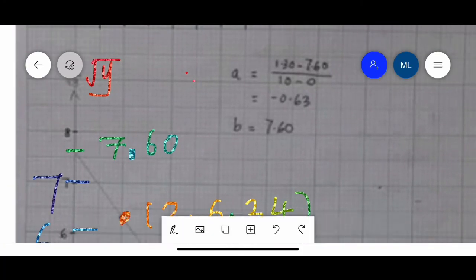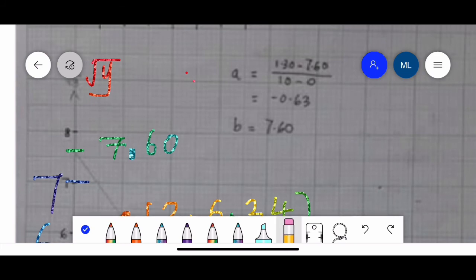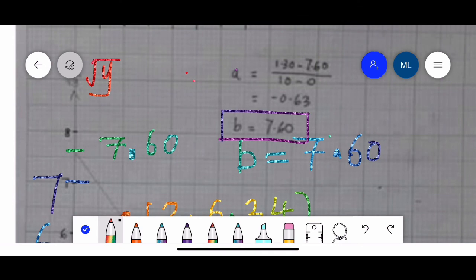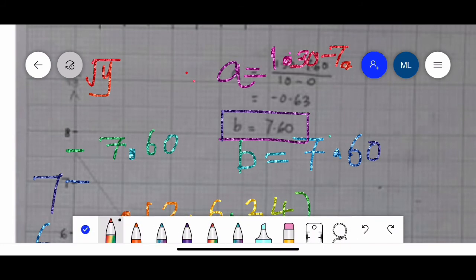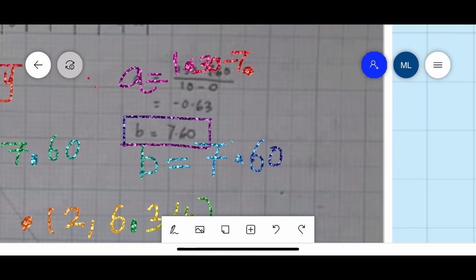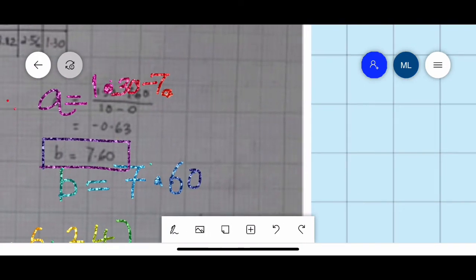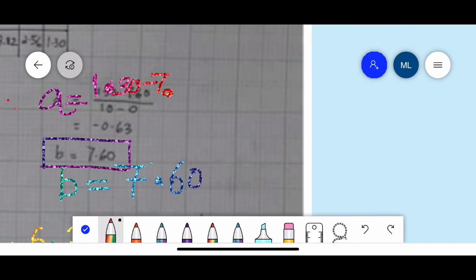Graph that I drew. And then after we draw the graph, we need to find the best 2 points that lie on the line and find the gradient. So the y-intercept is actually the b, 7.60, and the a is actually the gradient, right? So I will choose the best 2 points that lie on the straight line and find the gradient. And the best point is actually the y-intercept, which is actually 7.60, right?